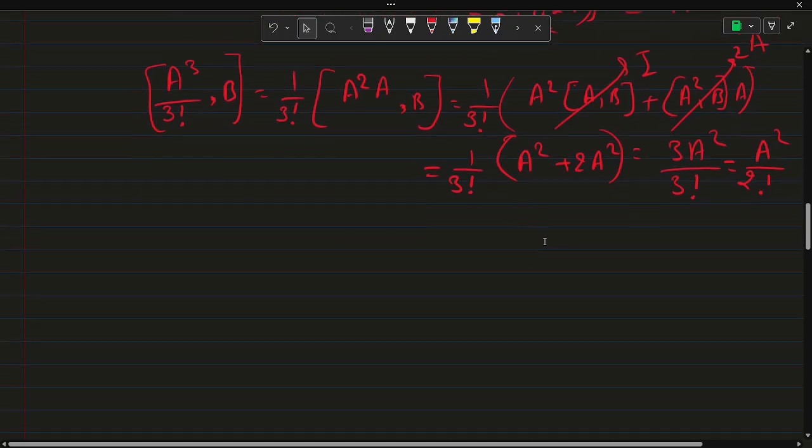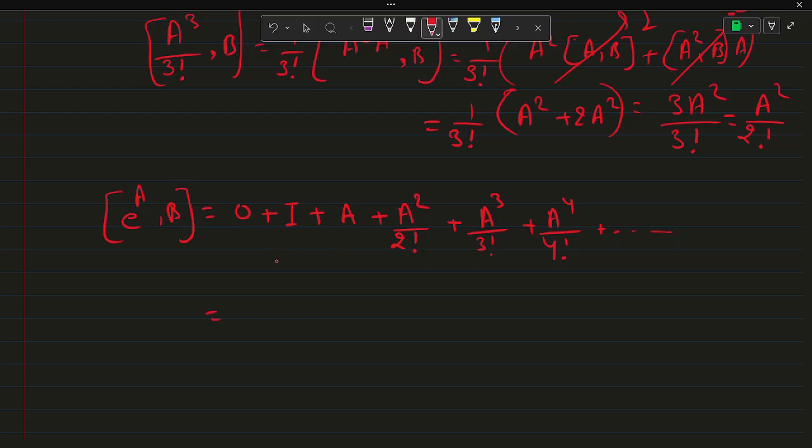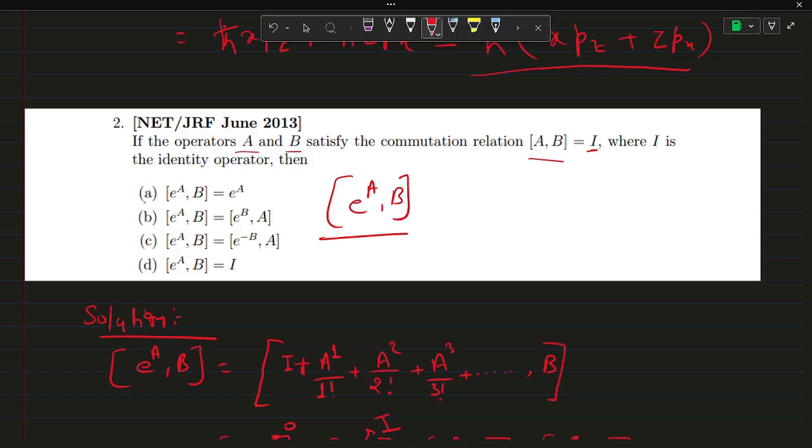So simply we can solve for the higher order terms. We'll give a cube by 3 factorial, a to the power 4 by 4 factorial, and so on. So we can write now the final solution as e to the power a b is equal to, first term is 0, second term is identity, third term is a, fourth term is a square by 2 factorial, and simply we can write higher terms a cube by 3 factorial plus a to the 4 by 4 factorial. So this series is the Taylor expansion of e to the power a. So we can simply write it as e to the power a. So now look at the solution, and here the solution is a.